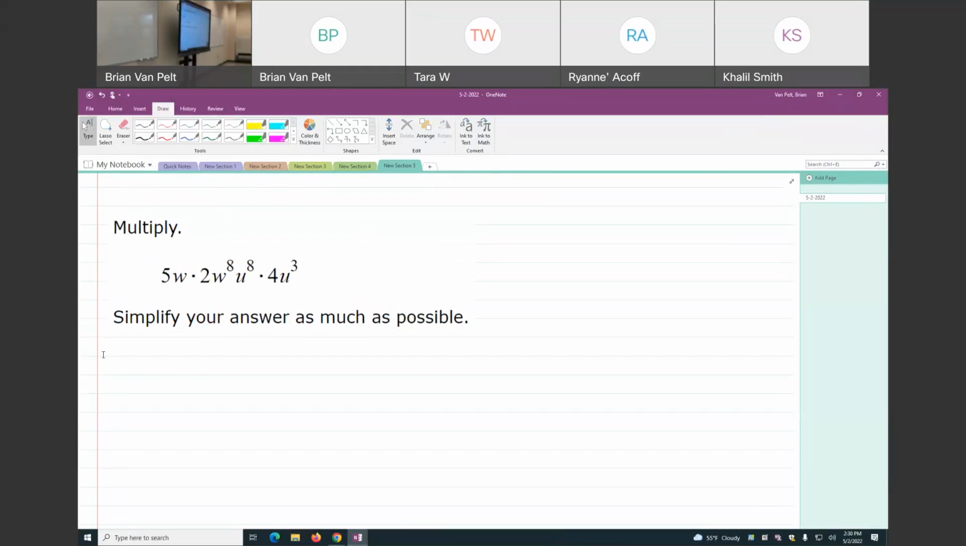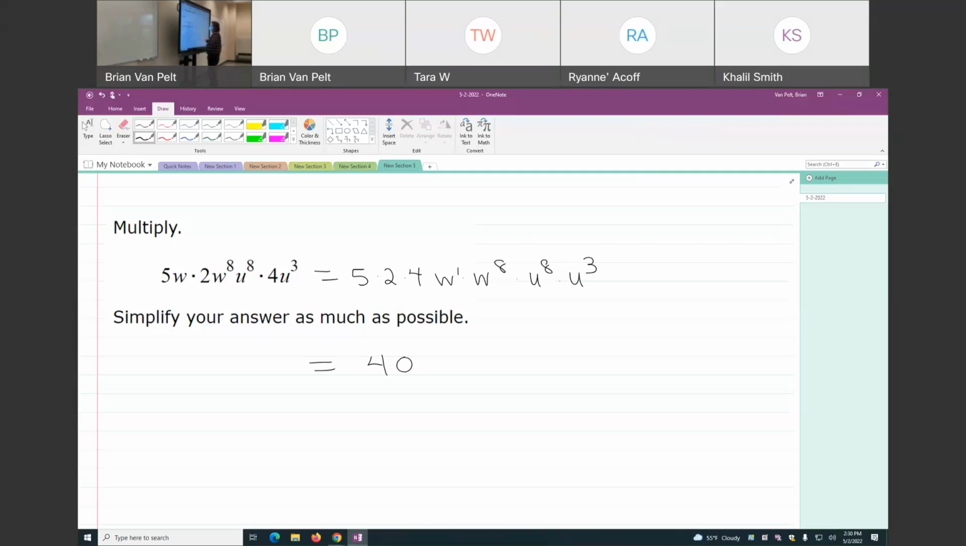40W to the 9th, U to the 11th. That's right, exactly right. So the way you do it in your mind, I don't know how you do it in your mind, but one way or another, this is what you do. First, do 5 times 2 times 4. And you probably put the W's together, so you had W to the 8th. Five times 2 times 4 is 40. What do you do with these W's?